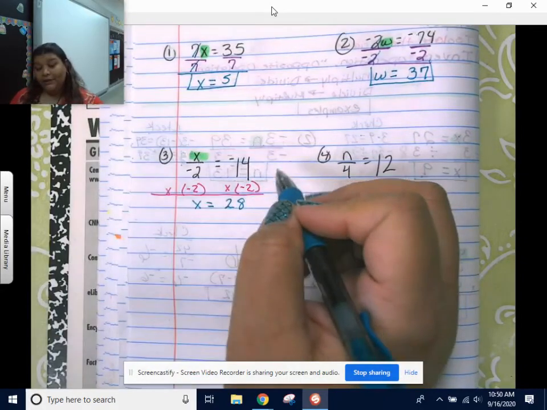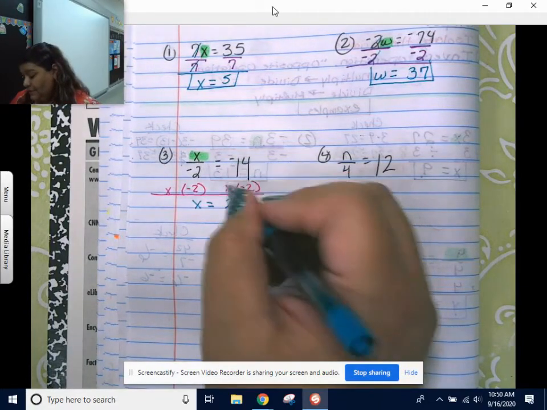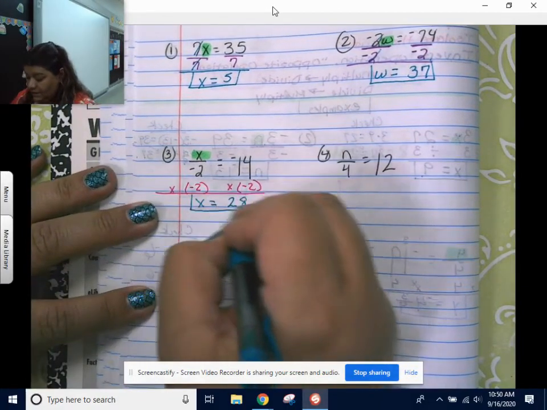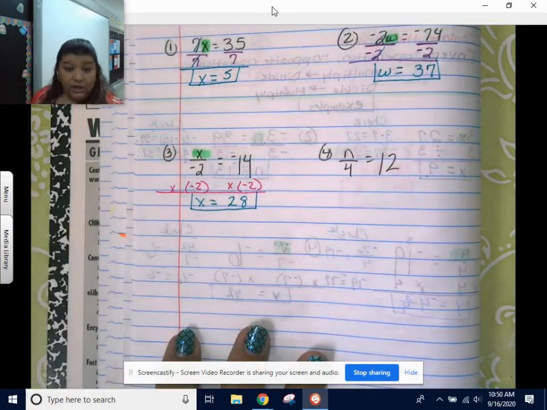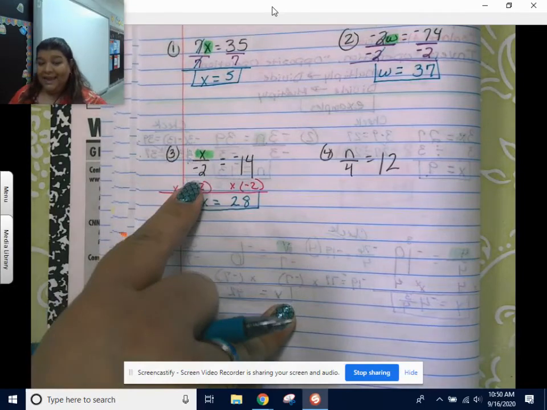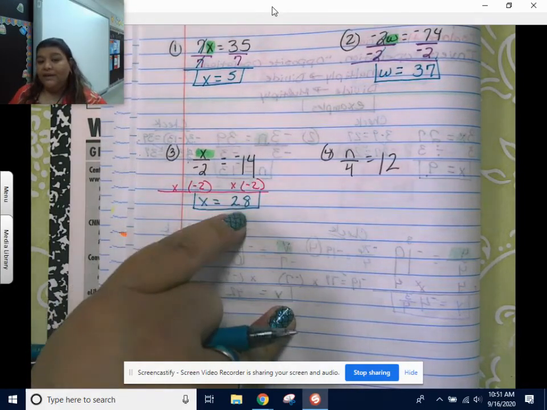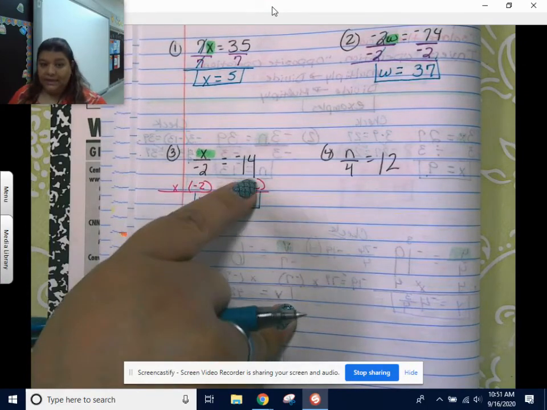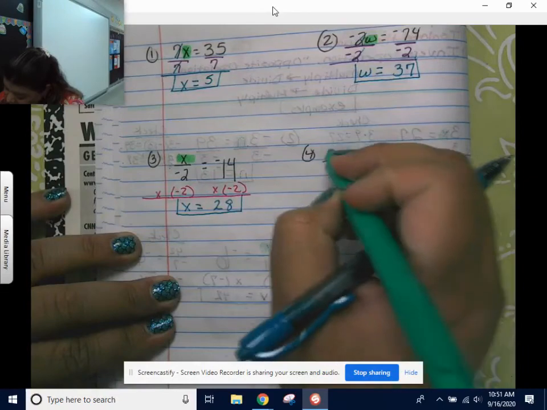28. Now I go back and look at the signs because of the rules of positive and negatives. A negative times a negative will give you a positive because they are like signs, and your answer is a positive 28. Check your work. 28 divided by a negative 2, well, 28 divided by 2 is 14. But since I'm dividing a positive by a negative, it'll stay negative. Got it right.